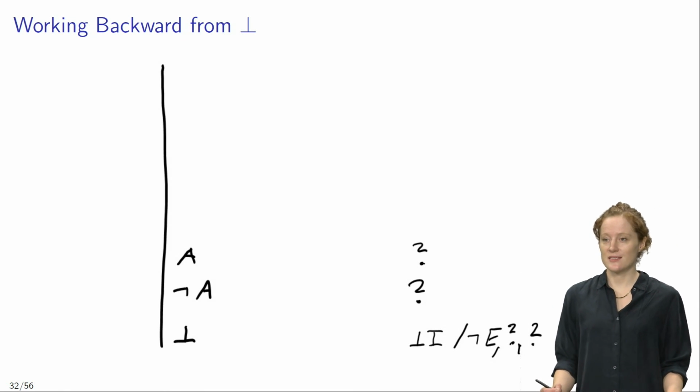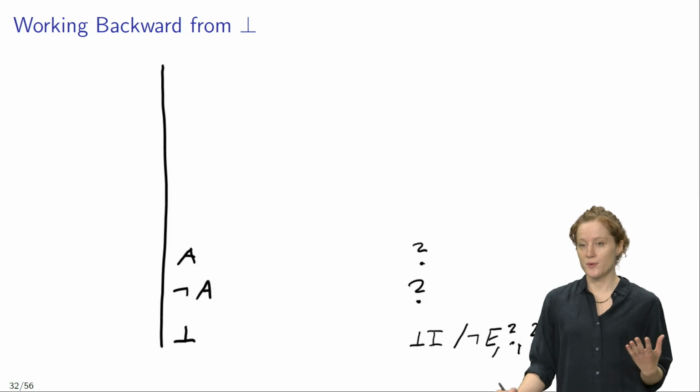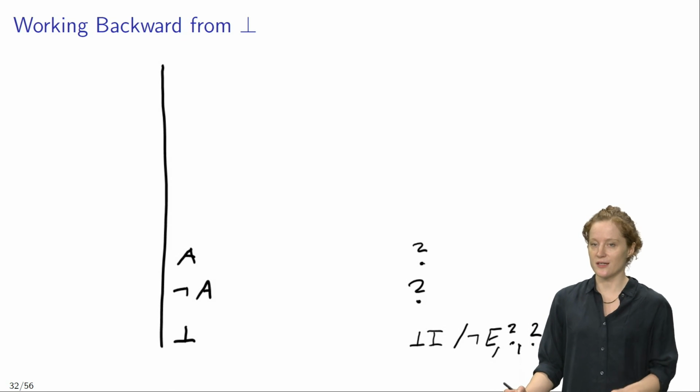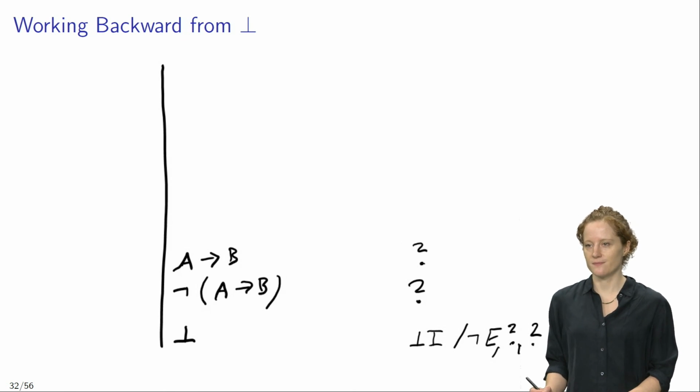So I here used a very simple example, and I suggested, well, I could prove the contradiction, or I could prove both A and not A, and then use bottom introduction to infer bottom. Of course, I could also prove a much more complicated sentence and then infer bottom. So I could prove, say, if A, then B, and it's not the case that if A, then B, and then infer bottom.